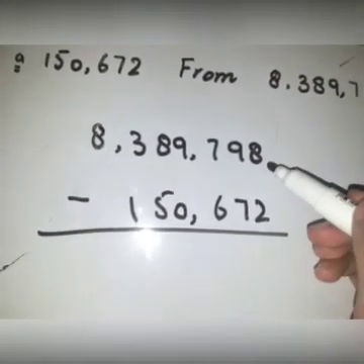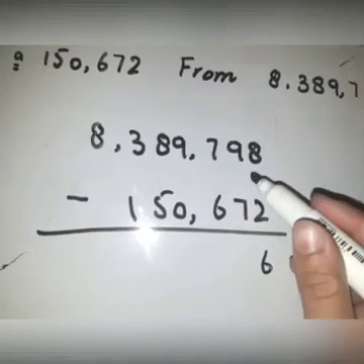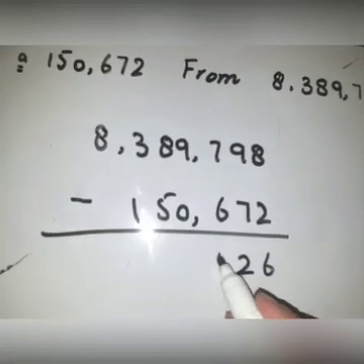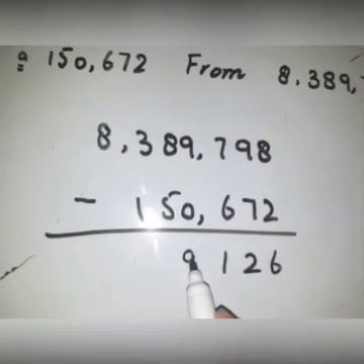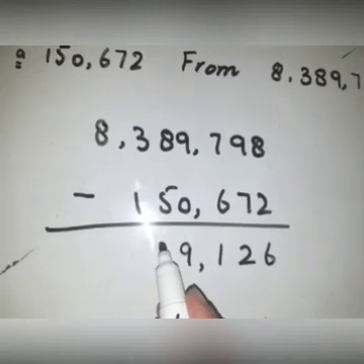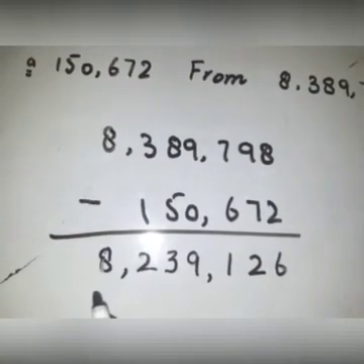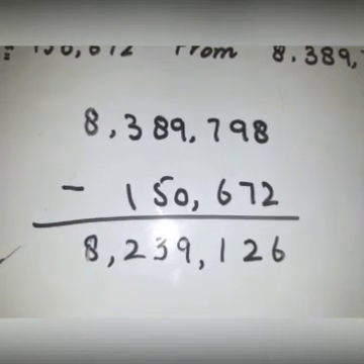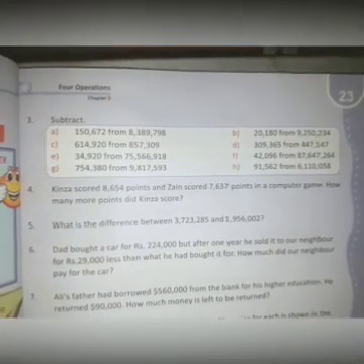Now you have to subtract this 150,672. Now subtract 2 from this 8, the answer will be 6. Again 7 from 9, the answer will be 2. 7 from 6, the answer will be 1. 0 from 9, the answer is 9. Again the answer is 3, 2 and 8. The answer will be 8,239,126. Now with the same concept, you have to solve all these questions on your neat copy.